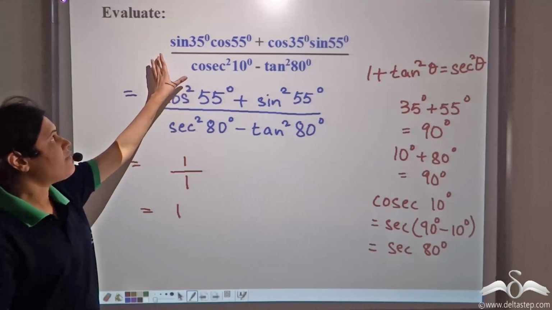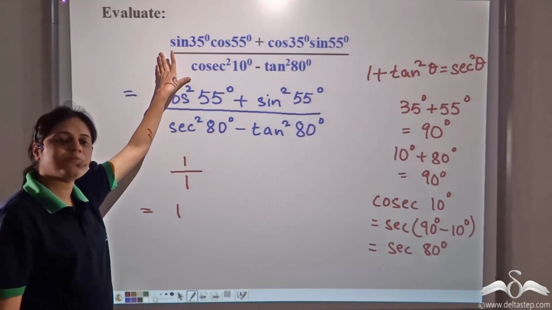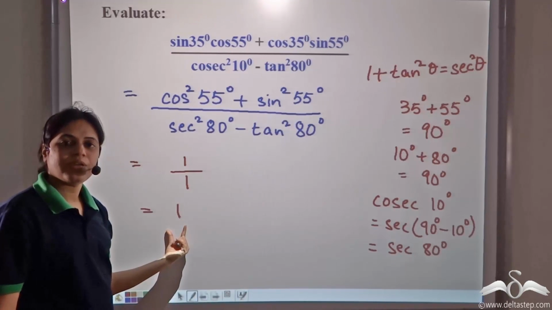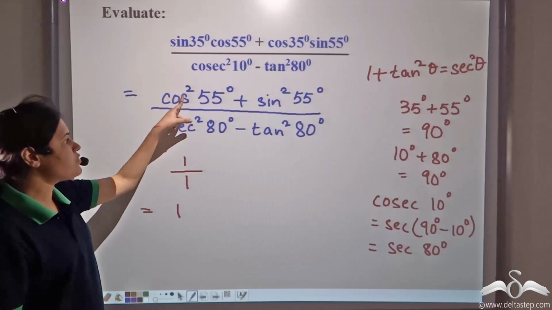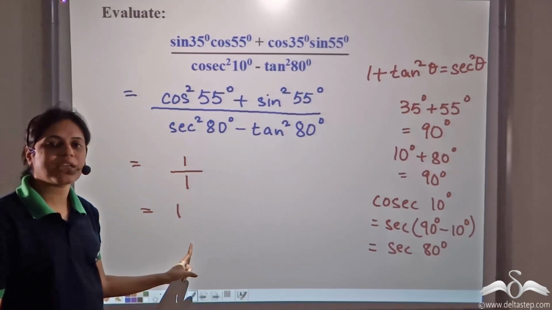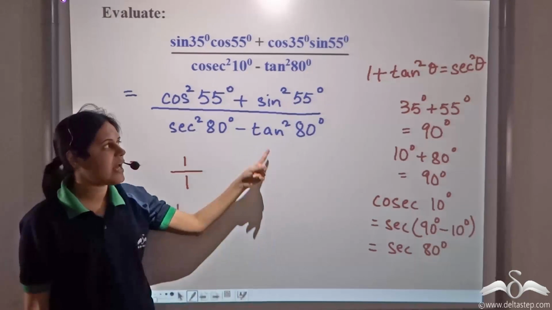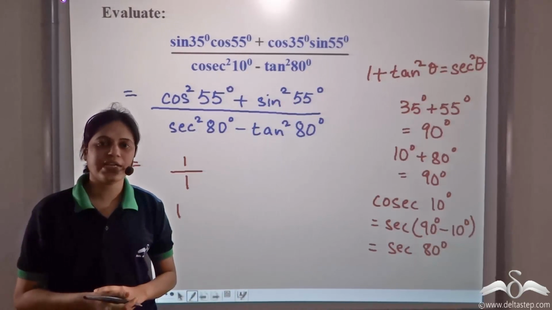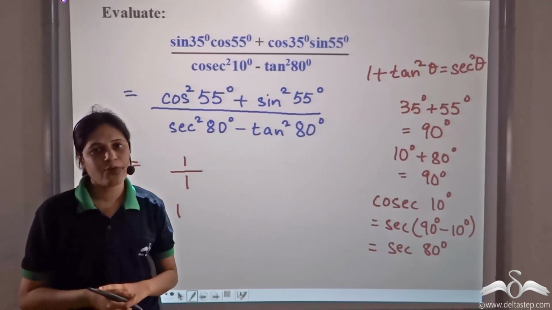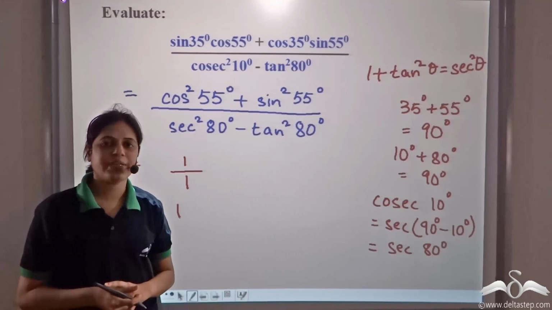So we see the value of this complex looking expression is 1. And you see we have solved it in 3 steps using the properties of complementary angles and the trigonometric identities. So it is very important to learn complementary angle.